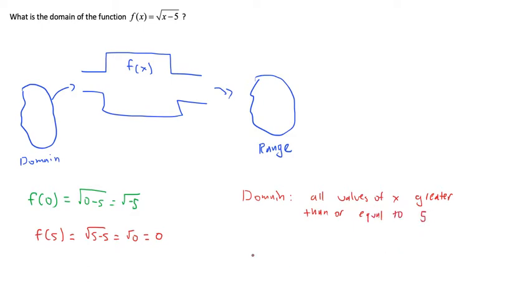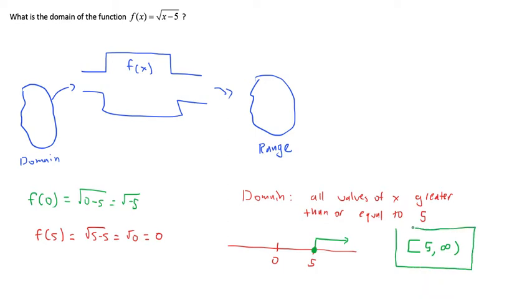Now we can do this on the number line also. That's just going to be something like this. It's going to be a closed circle, and we're going to go this way. So in interval notation, it'll be bracket 5, comma infinity. We always give the answer in interval notation. So this means that any number greater than 5, but also including 5, is going to be in this domain.